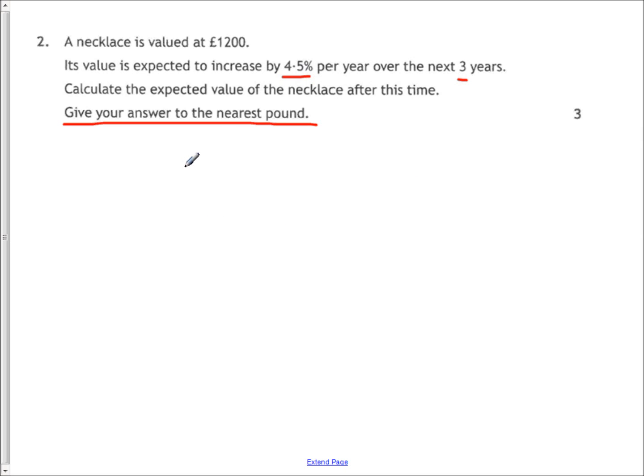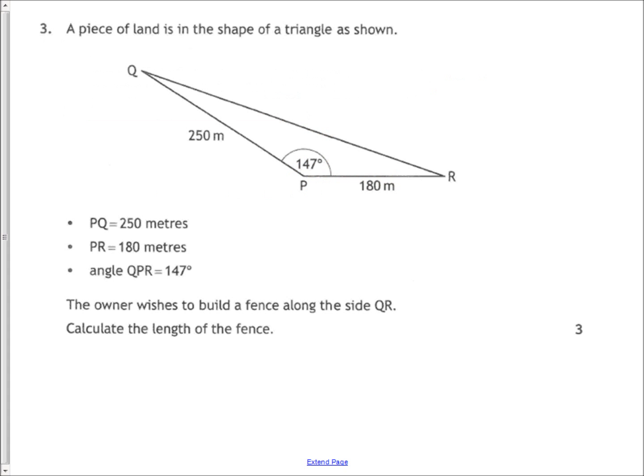So all you have to do is just make sure you use a multiplier of 1.045, and you're going to do that to the power of 3, and you just multiply 1,200 by that multiplier, get your answer, give it to the nearest pound, and you've got that question done, I would say, in 20-30 seconds, and that's you with 3 marks in the bag. So far, nice and straightforward, nothing too awkward. You should be settling into the paper with your mind at ease that you've picked up some marks at least.